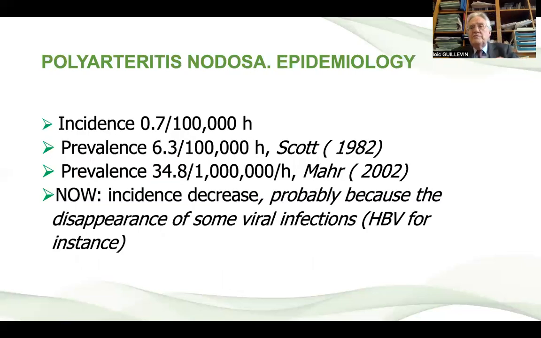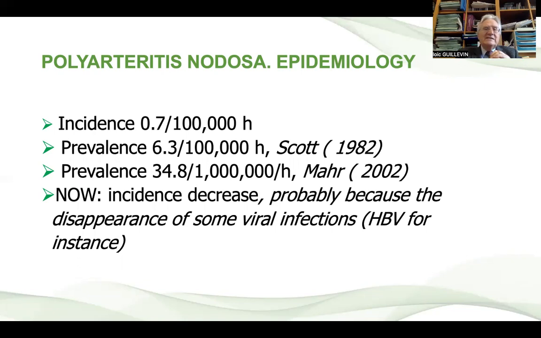Now we will move to the second one. The second one is polyarteritis nodosa. And it was the leader of all the vasculitis in the past. This disease has been described in the 19th century by Kussmaul and Mayer. And progressively, in the developed country, this disease became more rare for different reasons, and I will come back to these reasons later.